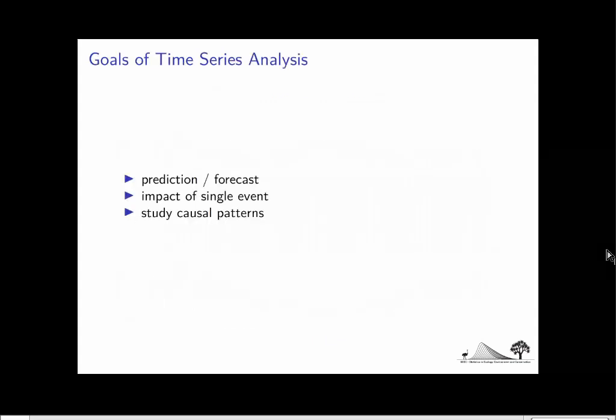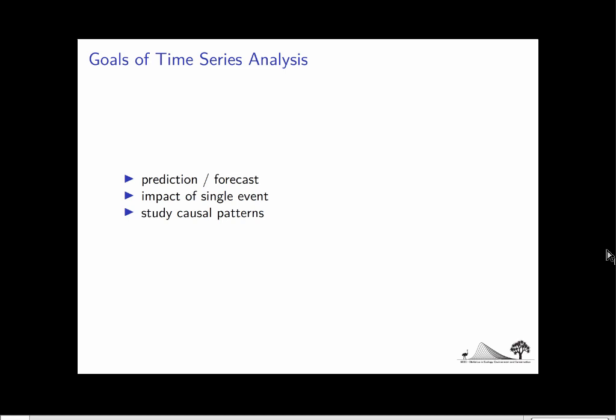Okay, so there are different goals of time series. One of them is prediction and forecasting, what's going to happen tomorrow. We need models to do that. You can look at the impact of a single event, something happened, like an exchange, and study causal patterns. And another thing that I've put in here, something that I'm interested in, is changes over time of seasonality or trends or things like that. What has changed over time? Things shifted.